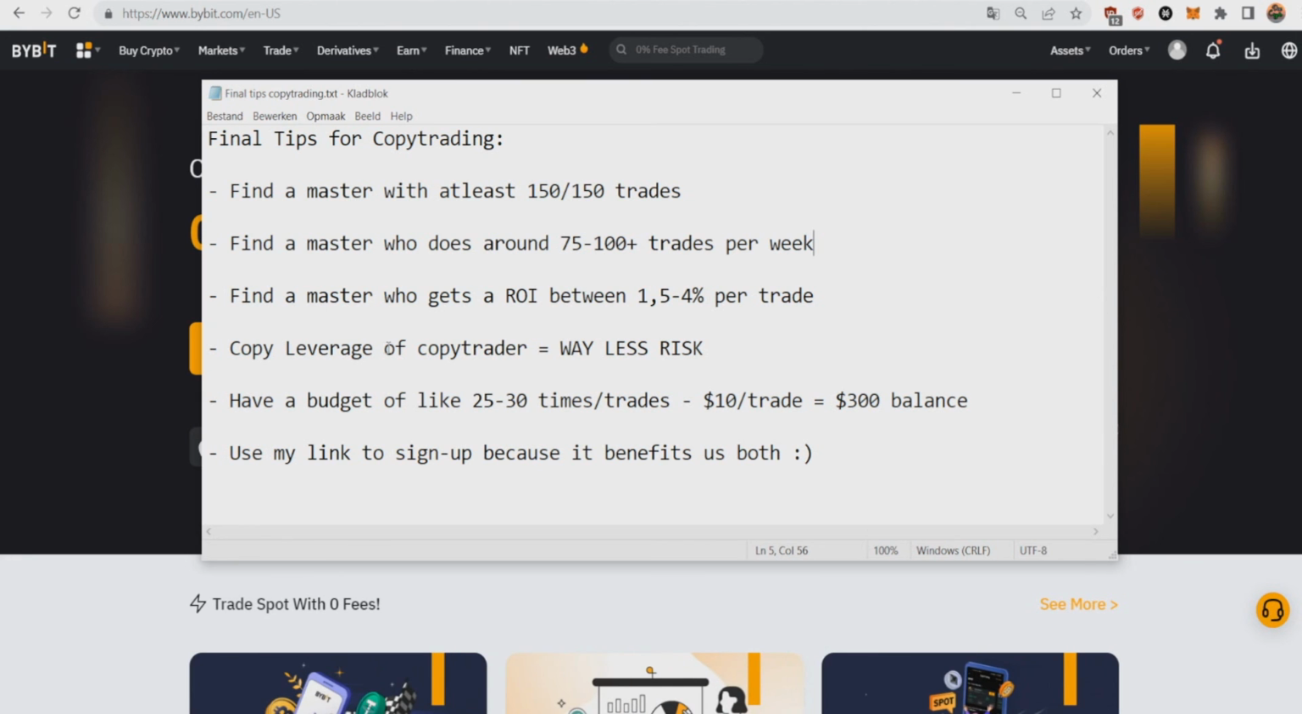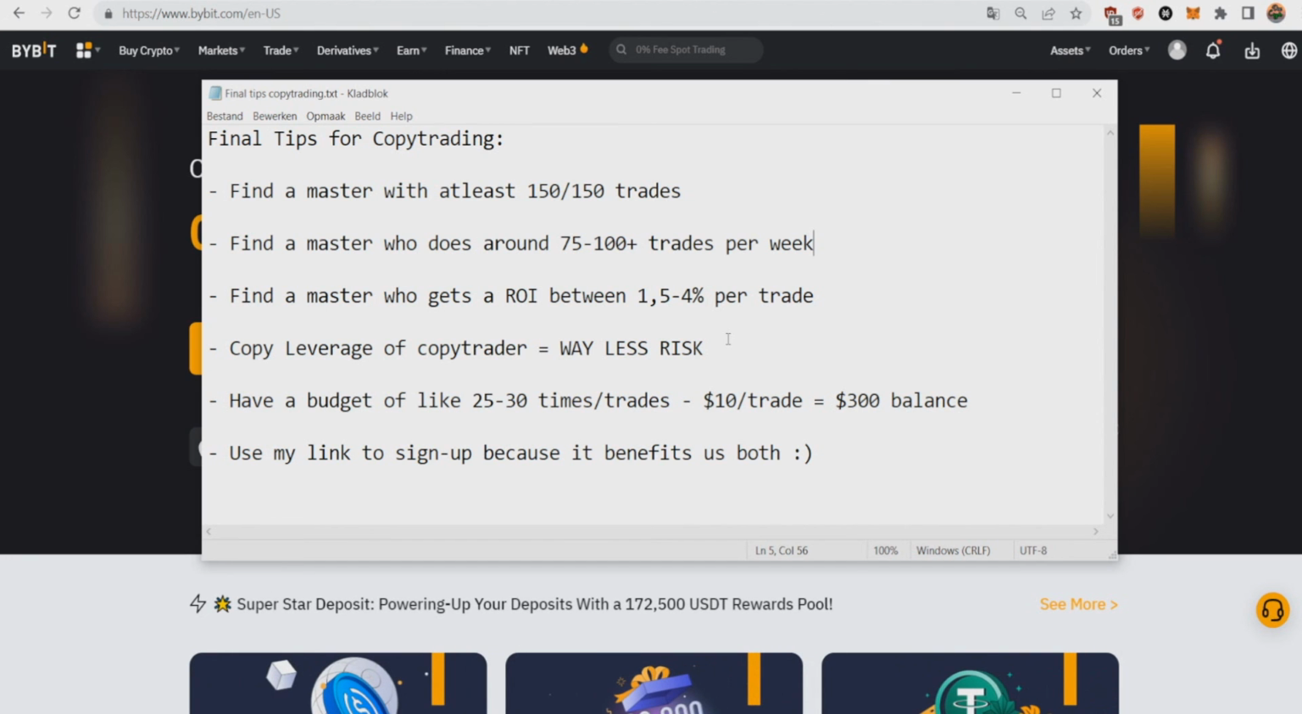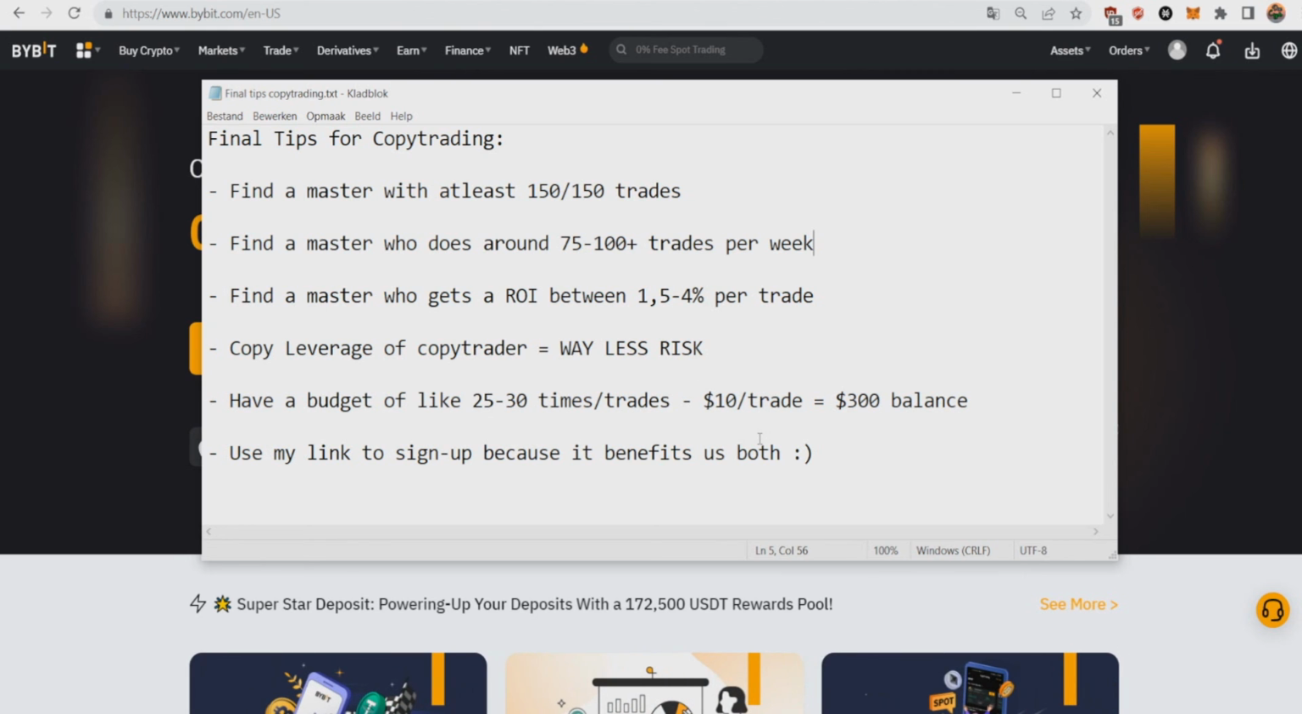Then copy the leverage of the copy trader. Don't risk it. Don't be greedy. Just copy. If the guy did 500 trades without losing, he knows way more about leverage than you. Otherwise, you wouldn't be watching this video. So just do the leverage of the copy trader. Another thing, have a budget of like 25 to 30 times a trade. So if you want to do $10 a trade, have like 300 balance.